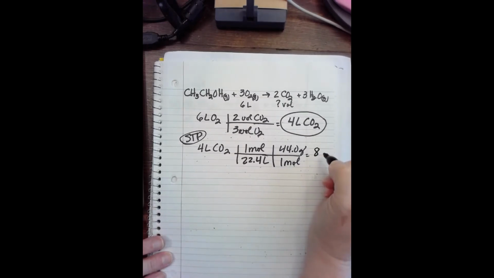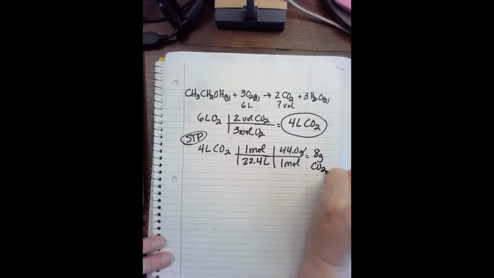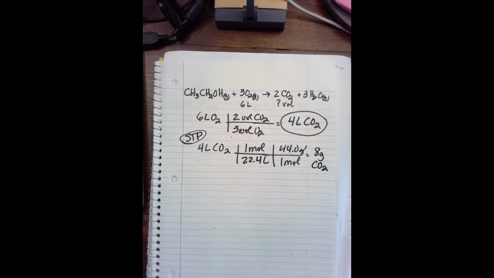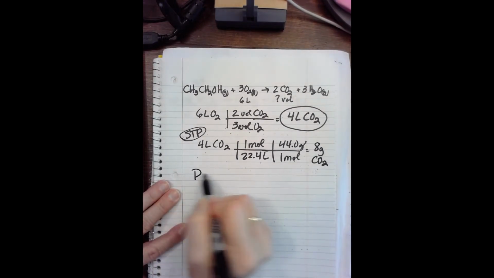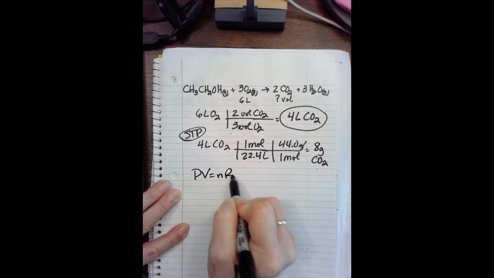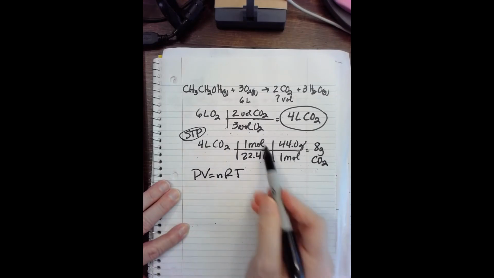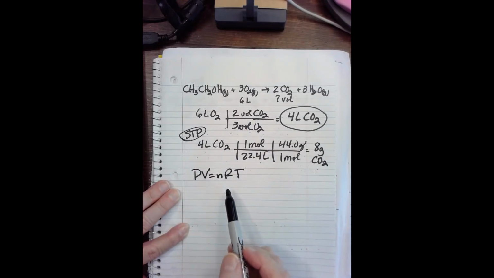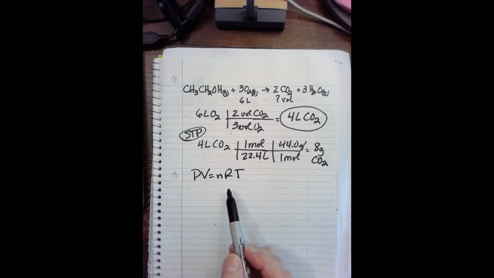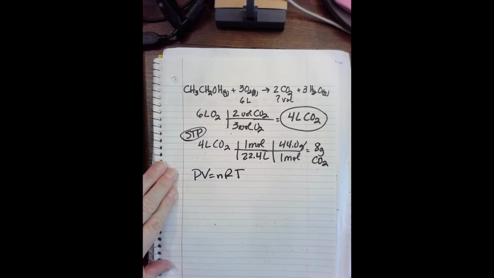We'd have to say 8 grams there. It's not good sig figs, is it? 8 grams of CO2. If it wasn't at STP, then I could use the ideal gas law, PV equals nRT. So this is the volume at STP. But I'm pulling forward information from the last chapter, from the last section.